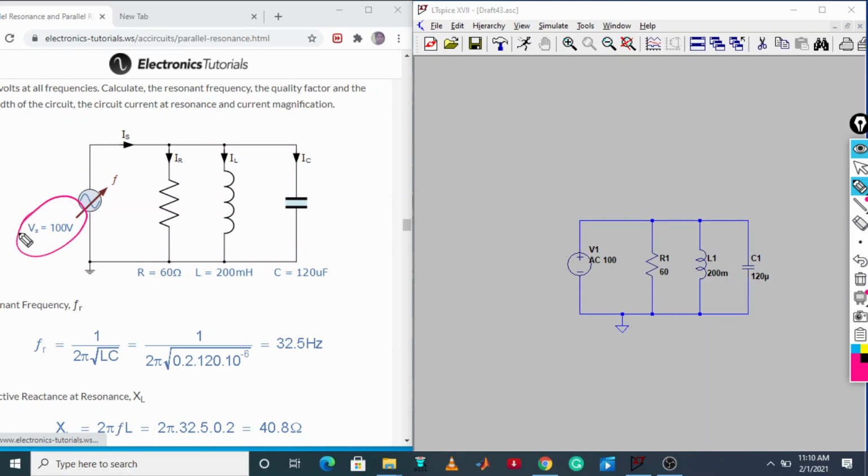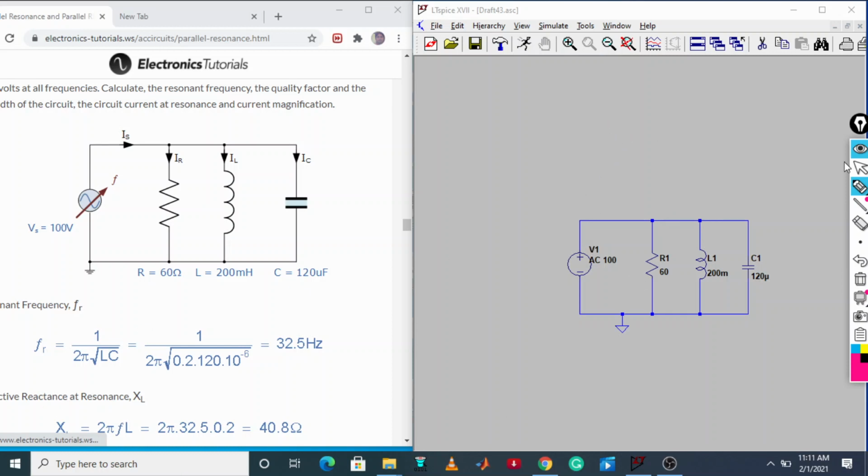Here Vs is 100 volt, we have given AC voltage 100 volt, and R we have fixed 60 ohm. This is 60 ohm at 200 milliampere, this is also 200 milliampere, and the capacitor is 120 microfarad. Now we need to calculate the resonance frequency.